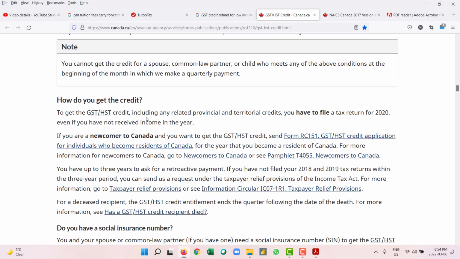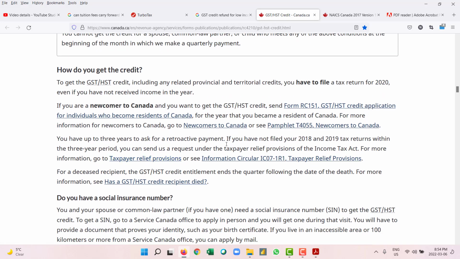To get the GST credit, including any related provincial credits, you have to file a tax return for 2020, even if you have not received income in the year. If you are a newcomer to Canada, you can send form RC151, GST credit application for individuals who become residents of Canada. You can ask up to 3 years for a retroactive payment if you have not filed.